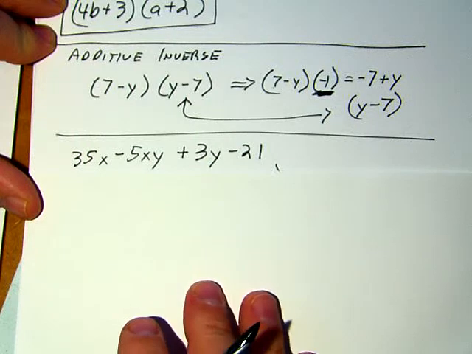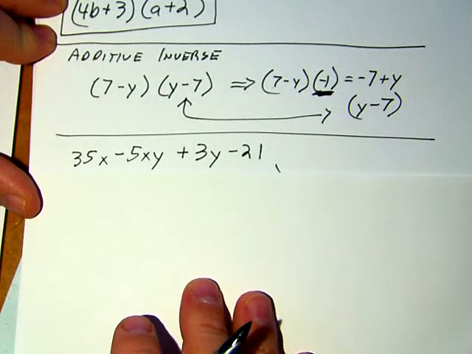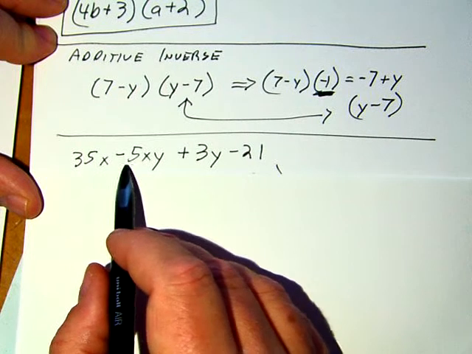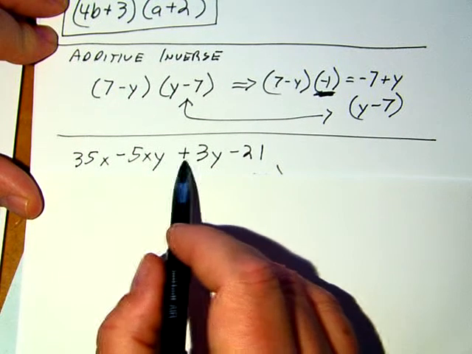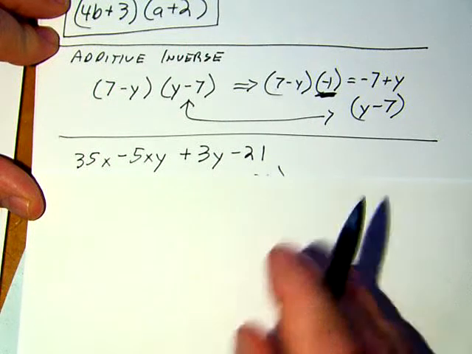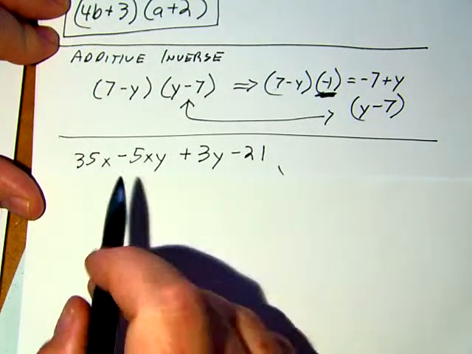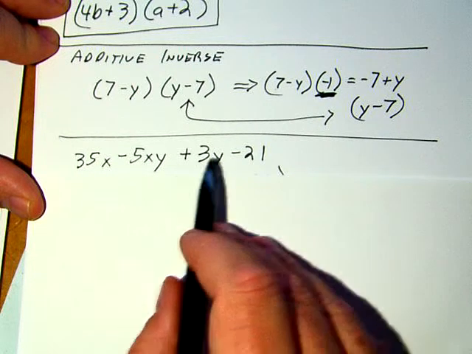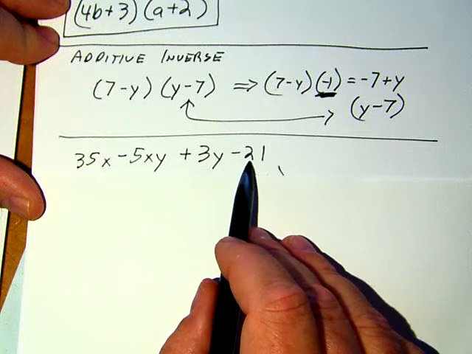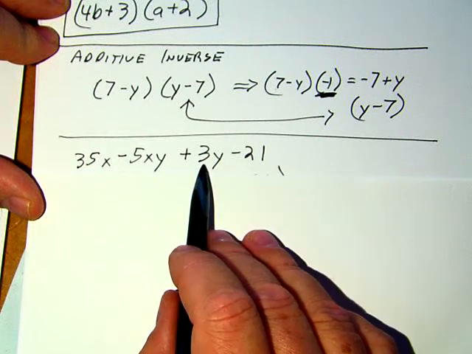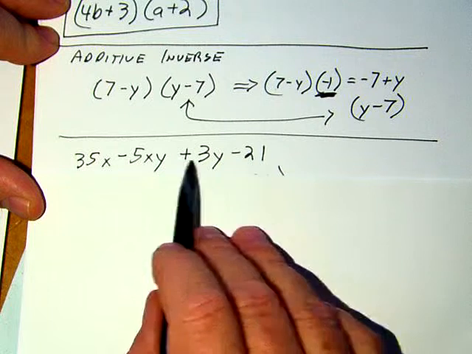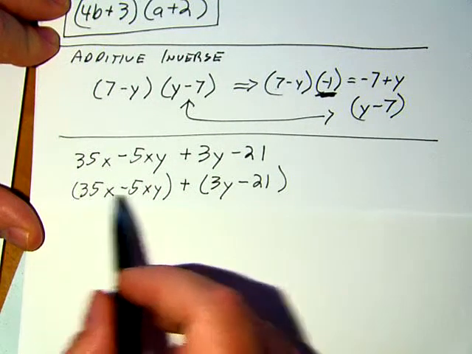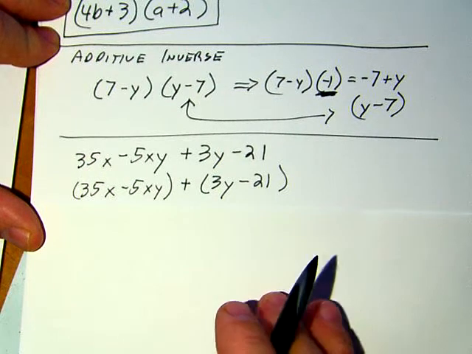Okay, let's see that in action here. Suppose I have the actual term 35x minus 5xy plus 3y minus 21. I'm going to do some grouping here. I've got an x, and 35 and 5 are divisible by 5. 3 and 21 are both divisible by 3. So I'm going to group these two and these two, and that's what I did in this step right here. Same problem, I just put parentheses around them.